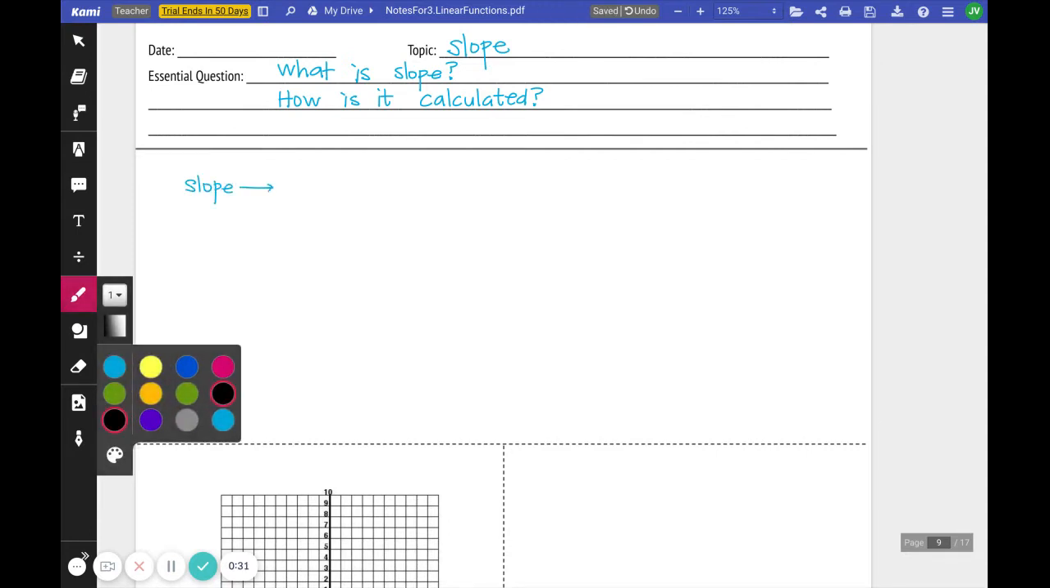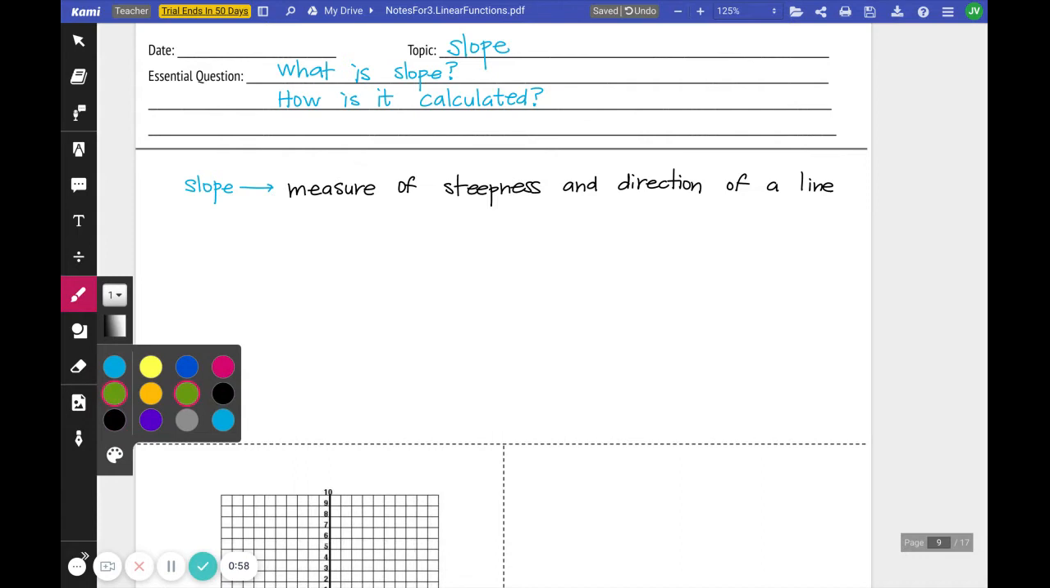Our definition for slope is that it is a measure of steepness and direction of a line. Steepness, in other words, is it really like straight up and down, or is it flatter? And then direction, is it going up or down?